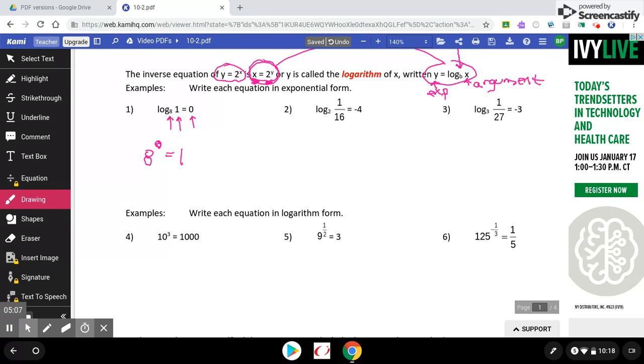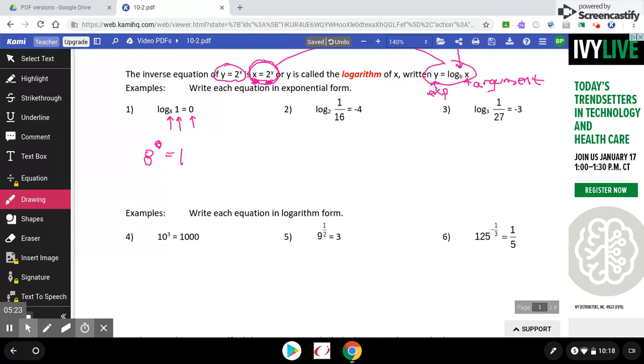So that's what the exponential form of that same problem would be. If you weren't sure, if you were taking a quiz, like, do I have these in the right order? Hey, you could actually put 8 to the 0 power in a calculator and see if it equals 1. And if it does, guess what? You got it in right form.